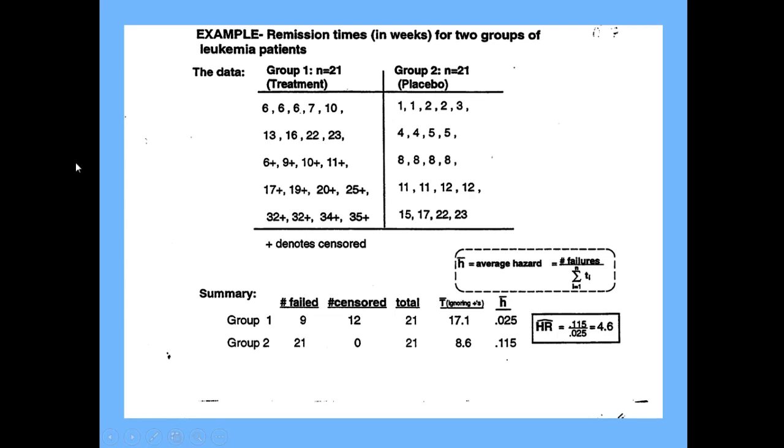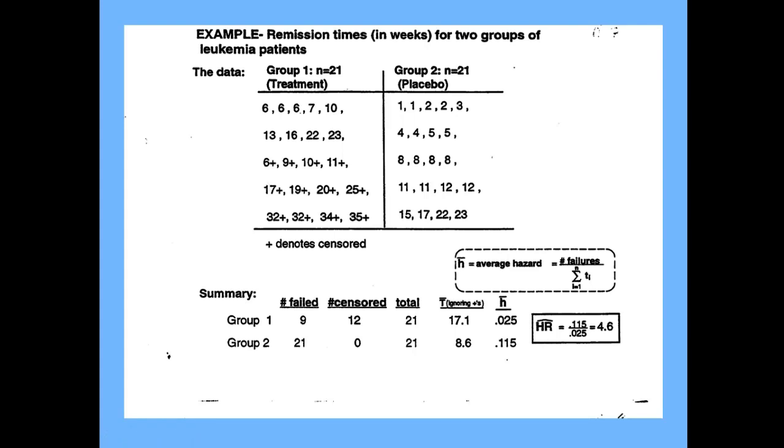But you notice that there are some numbers here that have a plus next to them: 6 plus, 9 plus, 10 plus. That's true in this group, but none of these people have a plus next to it. The plus means, like the 6 plus, that this person was in remission for 6 weeks, but after 6 weeks, we don't know what happened to them.